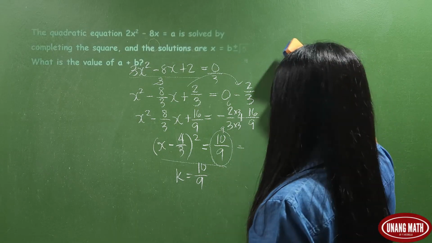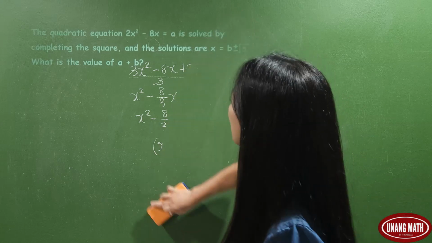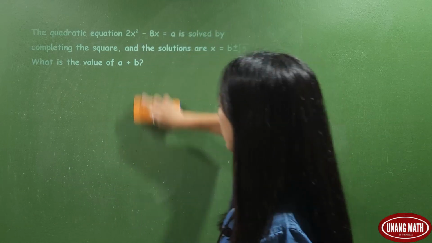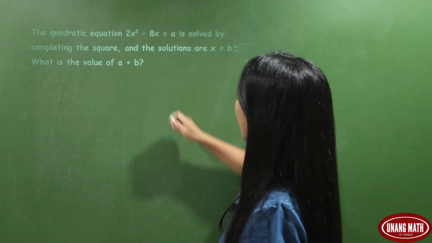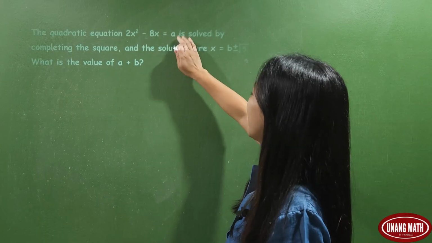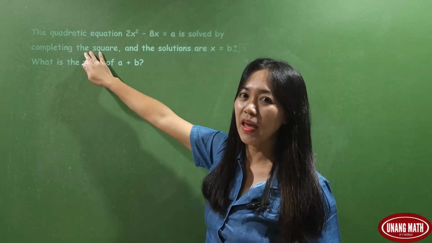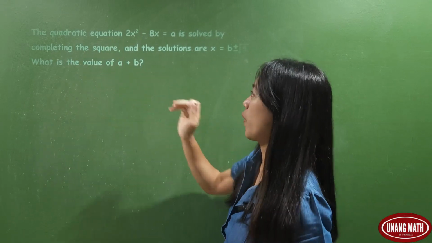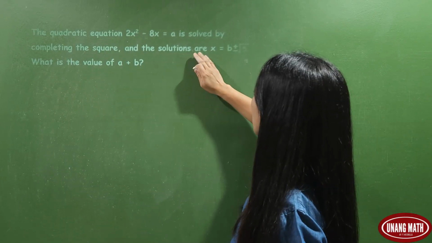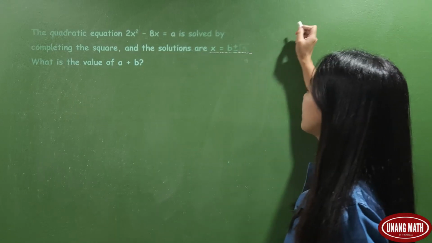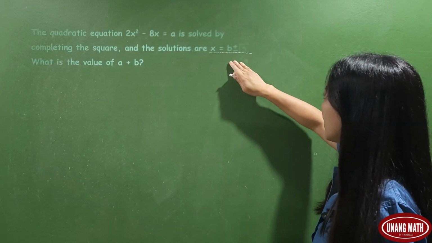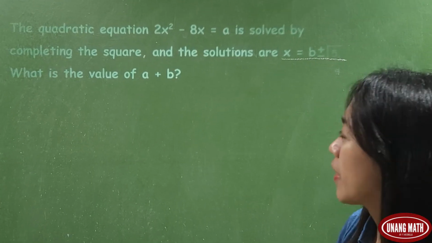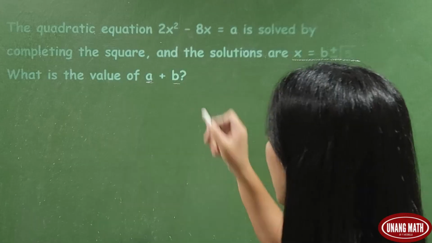Okay, let's go to another question, or problem. The quadratic equation 2x squared minus 8x is equal to a, and this is solved by completing the square. And the solutions are x is equal to b plus or minus the square root of 5. What is the value of a plus b?